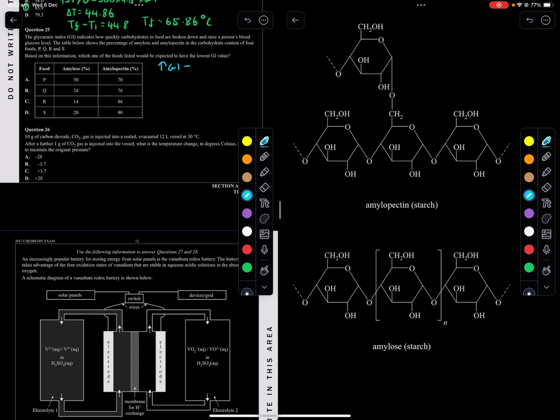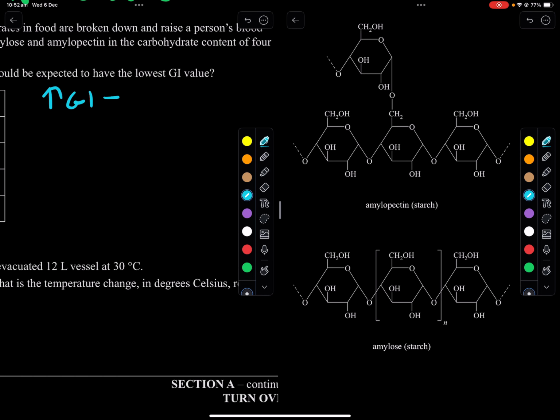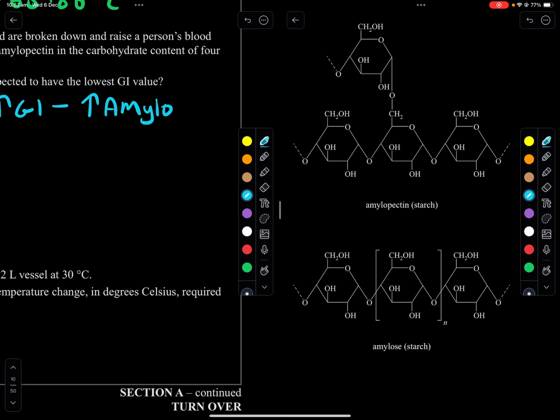So we know that amylopectin is going to be broken down faster, meaning that the glycemic index, the GI, is going to be higher because it's easily broken down. So for a high GI, we want high amylopectin, pretty much.